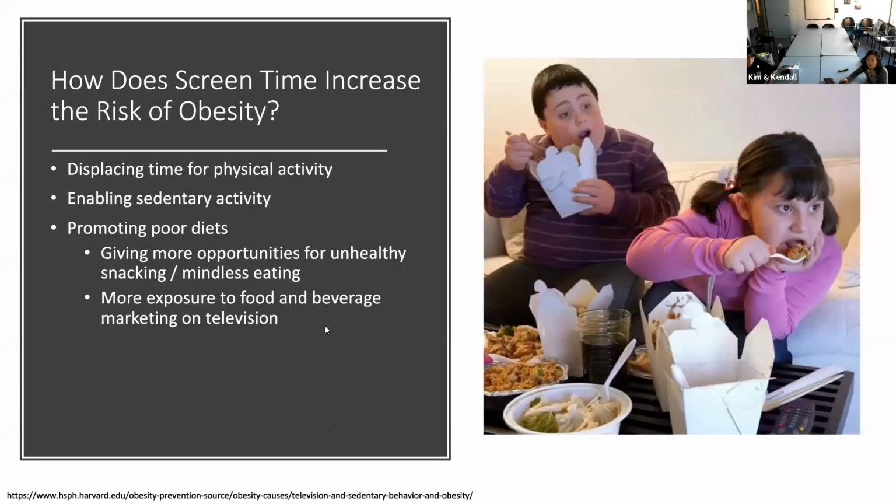And so why do we think screen time increases the risk of obesity? Essentially, it displaces the time for physical activity. It enables sedentary activity for the most part, but it could also promote a poor diet. Whether it's mindless eating, where you're not really paying attention to what you're doing, it just gives another opportunity for possible unhealthy snacks. And there are some studies being done right now about exposure to food and beverage marketing on TV. There's an association right now, but no statistically significant studies, but I did think that was interesting.